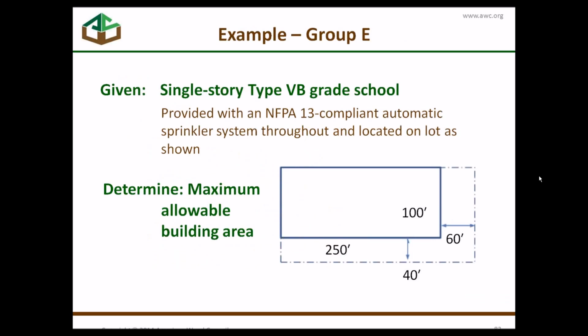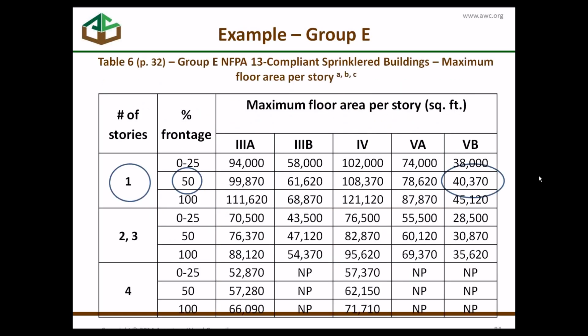In this example, if we did have a Group E, 5B, 13 system, similar to what we had before, we have 50% open frontage based on the site plan. And we go directly to page 32. This is a sprinklered Group E. So on page 32, table 6 is the correct table. Right away, we go to 1 story. We have 50% open frontage. And we see that our type 5B sprinklered Group E occupancy can be 40,370 square feet. Very direct compared to doing all the calculations with the formulas.